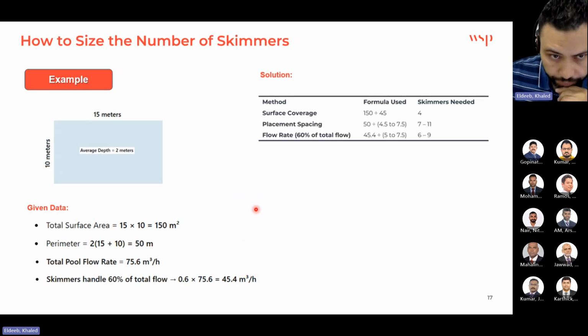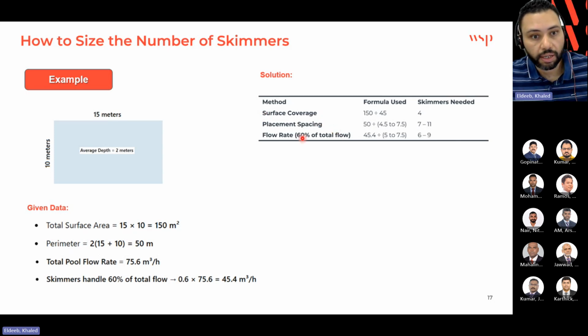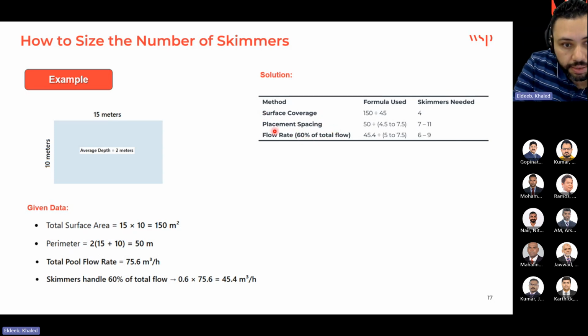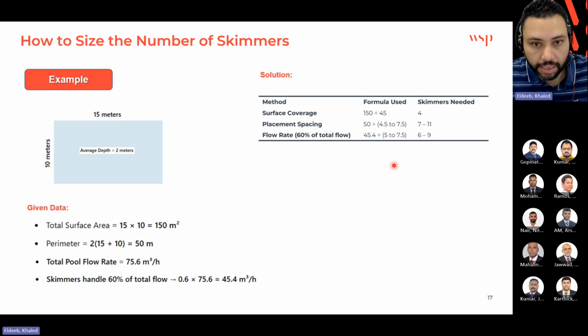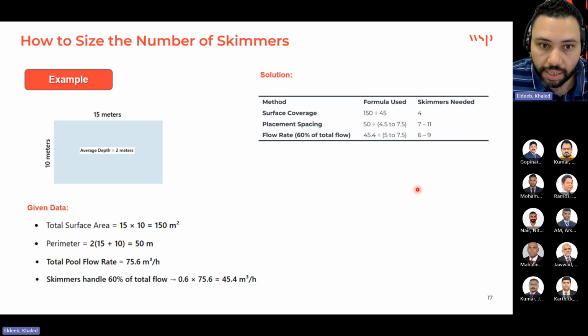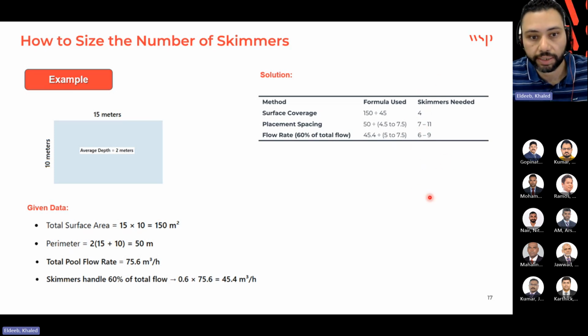So how do we do this? First, based on the first criteria, surface coverage, we have 4 skimmers. If we calculate it based on the spacing, we'll need from 7 to 11. Based on the flow rate, 60%, it will need from 6 to 9. So we have 3 results now, and we can choose the best one that satisfies all criteria.